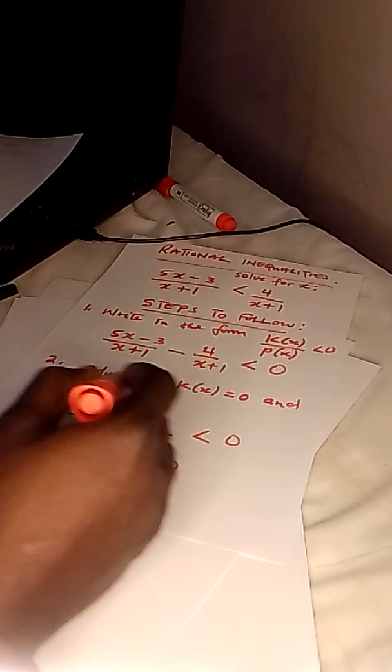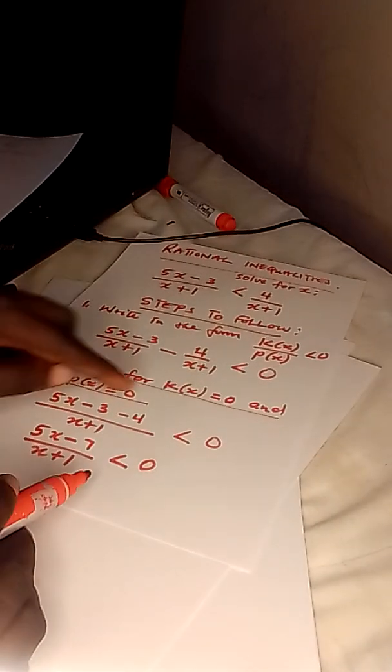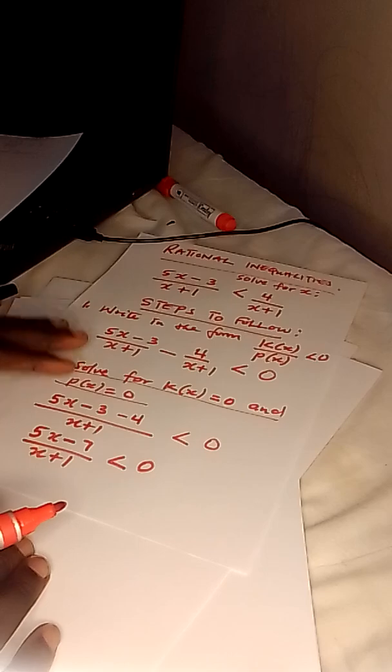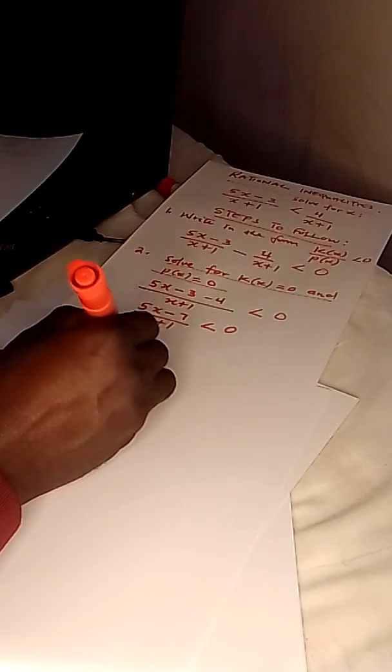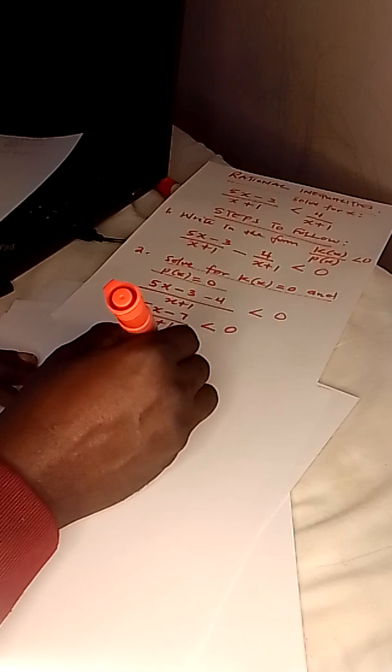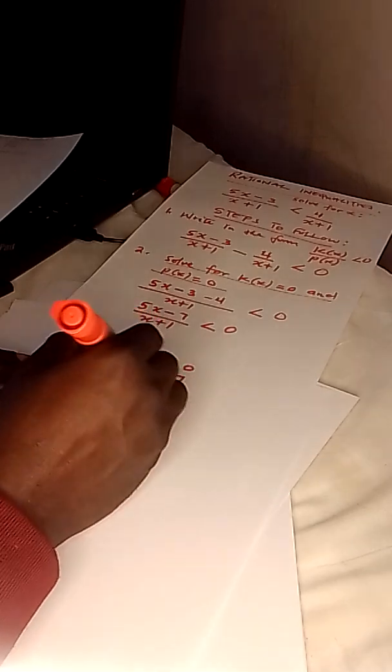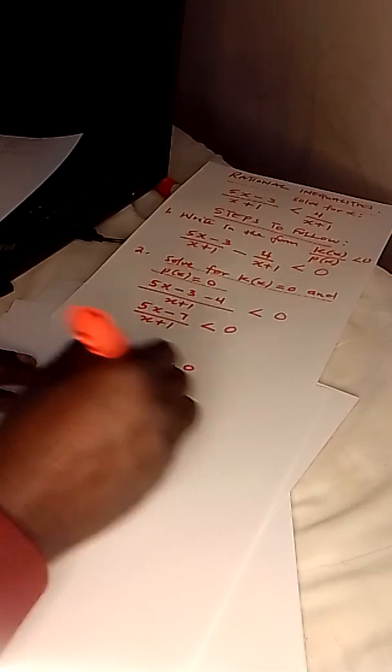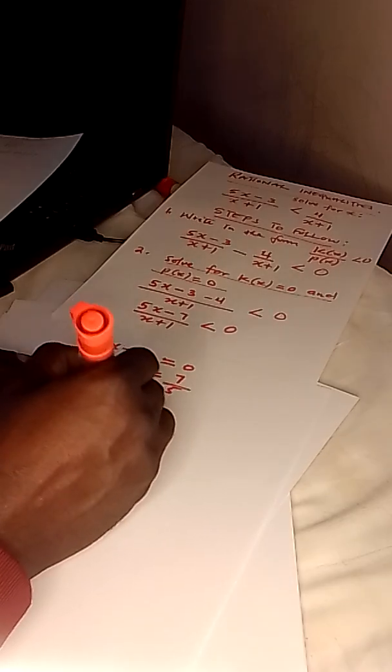Now we are going to apply what we are seeing here. I said you will take the numerator and you equate to 0, and you also take the denominator and you equate to 0 and solve for your x. So now let's see what follows. Now we take the numerator, we equate to 0, we take the denominator and we equate to 0. So here we have 5x minus 7 is equal to 0, and then you solve for x. So this will give you 7, and then we have 5x here, divide both sides by 5, therefore we will have x is equal to 7 over 5.